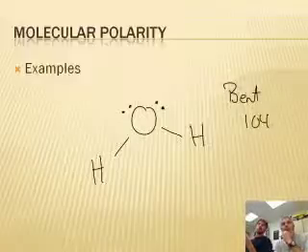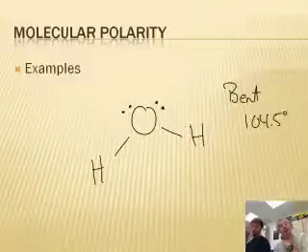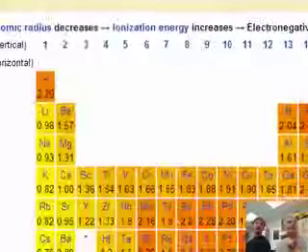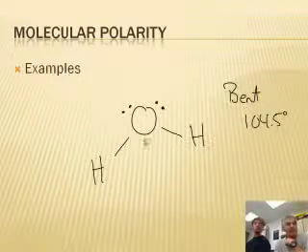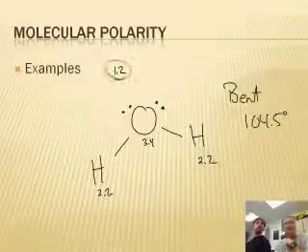This is bent, 104.5 degrees. There are 4 regions, or 4 things, and 2 are unbonded. Now, is the bond polar or not polar? To do that, I would go back and look at this table of electronegativities. Oxygen is 3.4, hydrogen is 2.2. So the difference is 1.2. Now remember, is that greater than 0.5? It is. So the bond is polar.